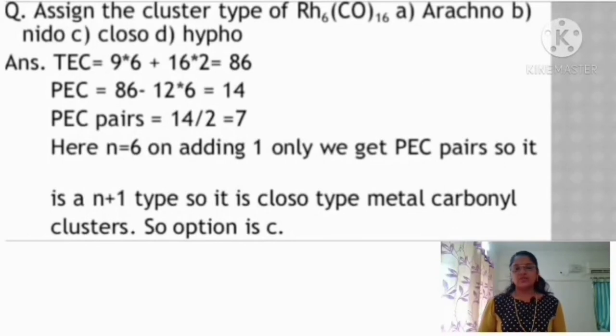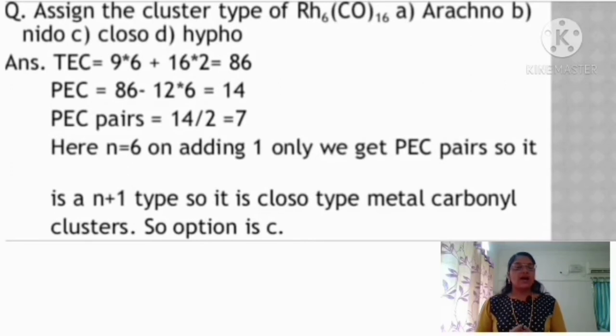The first question is: assign the structure of Rh6(CO)16. The options are: A, arachno; B, nido; C, closo; and D, hypho. In this metal cluster, Rh6(CO)16, rhodium belongs to the cobalt group. That is, cobalt is the first element, then rhodium, then iridium.